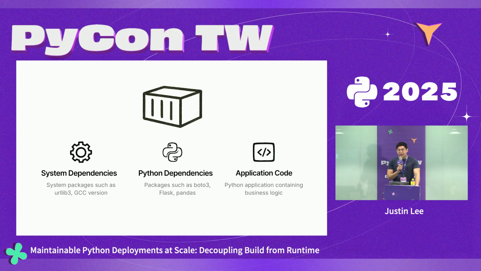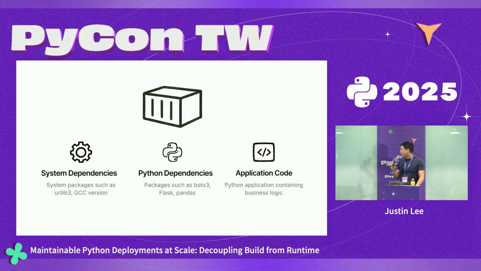So let's break down what goes into a deployment. When we deploy code, there are 3 layers. There's the system dependencies. These can include packages such as urllib, your GCC version, things that you often associate with Linux packages. The second one is Python dependencies. These could be things like Boto3, Flask, Pandas. These are things you often associate when you run pip install to install a Python package.